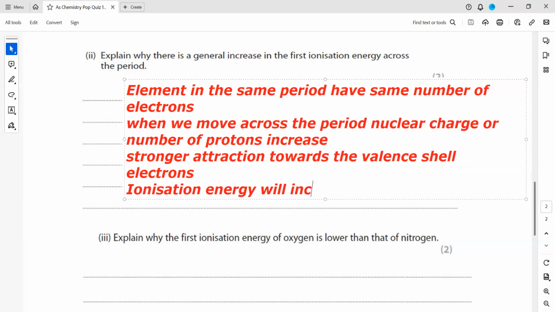So this is always the structured answer. Whenever a question asks why the ionization energy increases as we move across the period, you should always refer to these points.